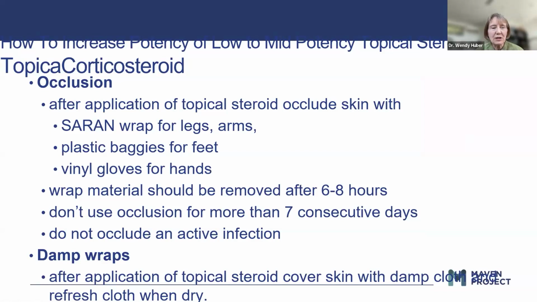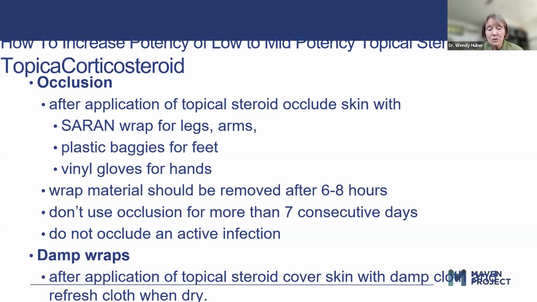So we talked about increasing the potency of your topical steroids. Let's say a patient cannot afford to buy a class 1 corticosteroid, or it's not on formulary. So you can use lower potency corticosteroids under occlusion or under damp wraps. And this gives you some instructions for that. The main thing to know, though, is that you shouldn't occlude skin with the corticosteroid and saran wrap for more than 7 consecutive days, and you never want to occlude an active infection. So you need to clear up the infection before you do any occlusion.